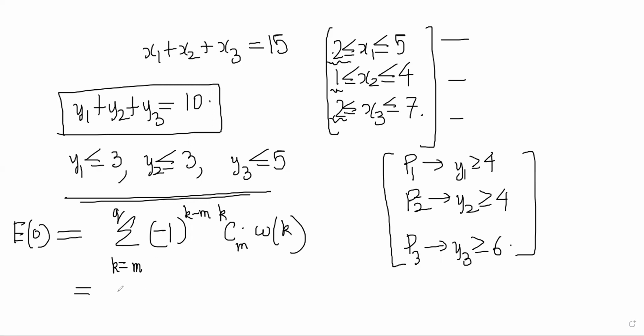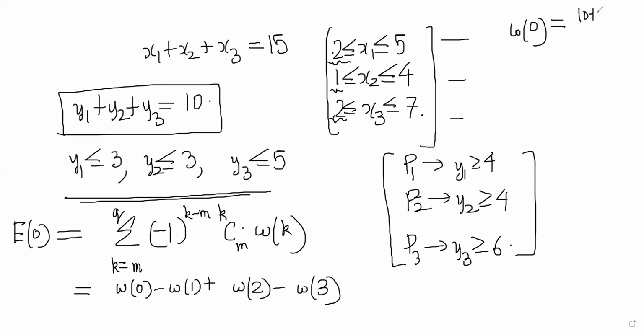But in this case, it becomes pretty simple. It is W0 minus W1 plus W2 minus W3, right? And then you solve it in the same way as before. W0 is the set of all solutions without any restrictions. So that will be 10 plus 2 C2, so 12 C2. W1 would be the cases when you are already having P1. P1 would be, you already give 4 to it. So it will be 10 minus 4, 6 plus 2 C2. So 8 C2. Plus in this case also it will be 8 C2.